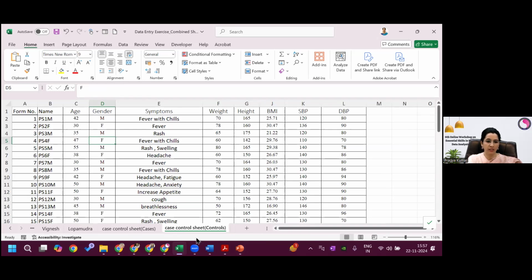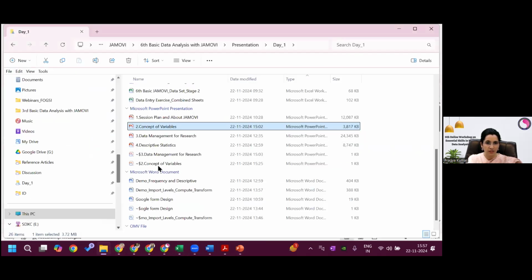Now coming to the demonstration of basic Jamovi. That's the next exercise because then we have to tell them the descriptive. So descriptive after that. So now I'll show you the data set.